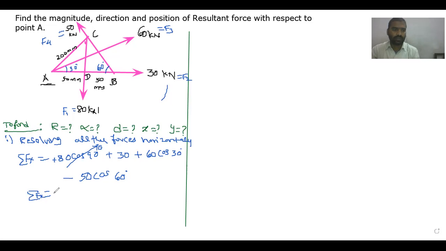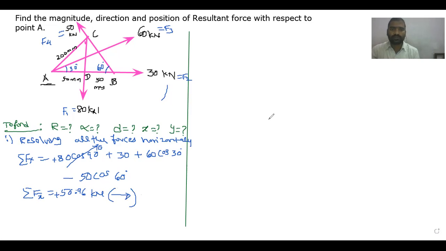Sigma Fx is equal to 56.96 kilonewton. All the forces are in kilonewton, and hence the answer is positive. It is positive, so we take it as the right hand side direction.